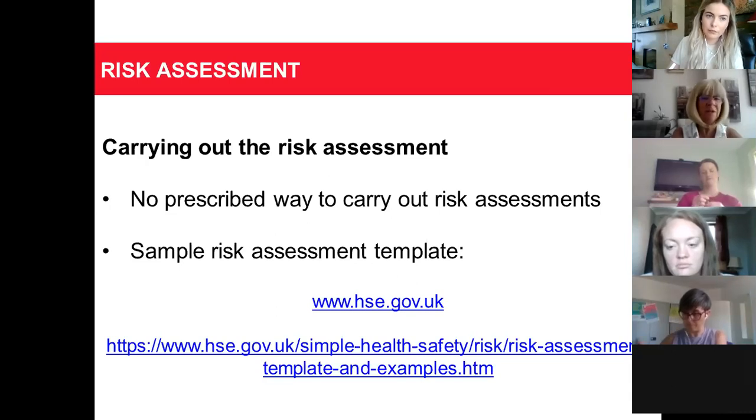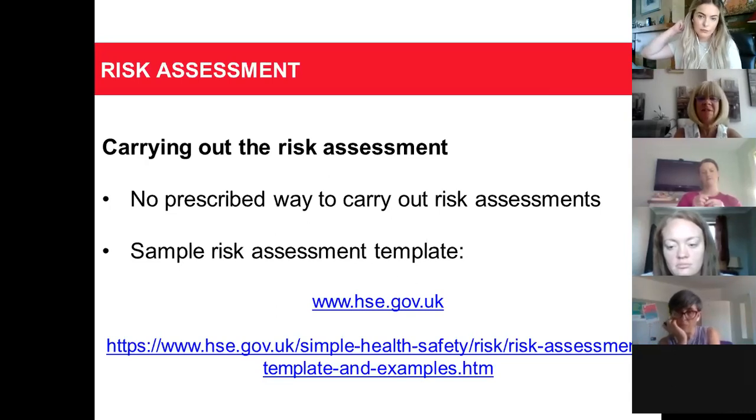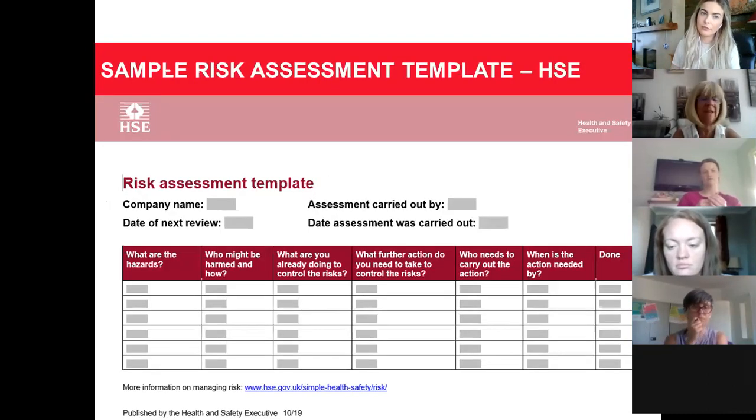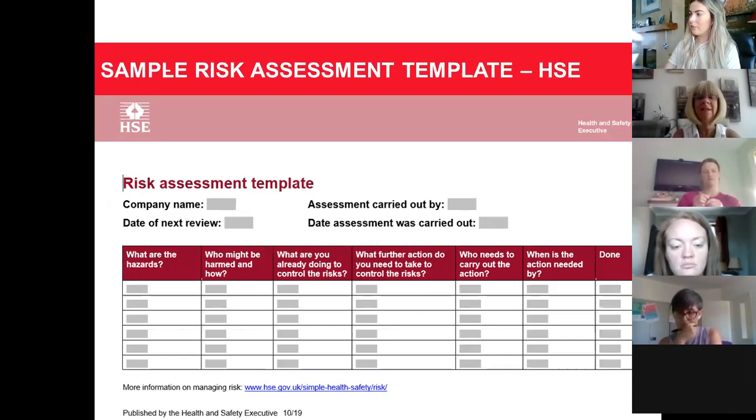And the first one I'm going to show you is the risk assessment template, which is available on the Health and Safety Exec website. The links obviously are in this presentation, and Yaz will be sending out the presentation following this webinar. But if you go into the Health and Safety Exec website, this will take you to a recommended template that the Health and Safety Exec has issued.